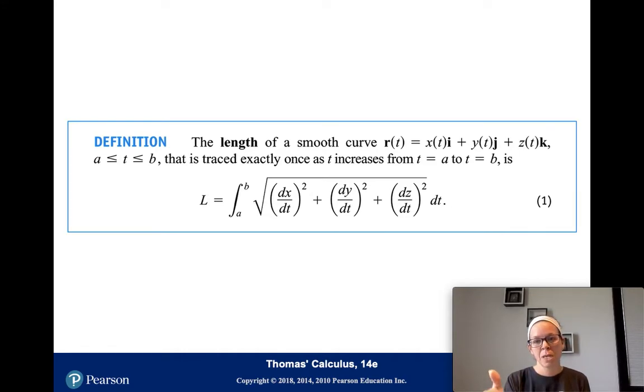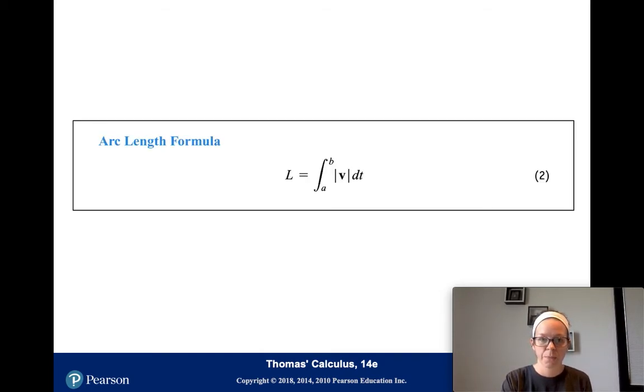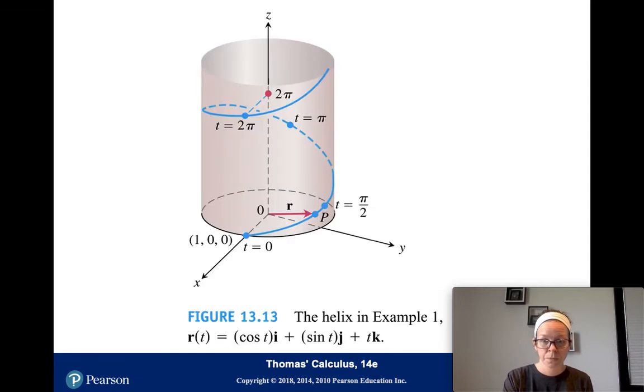But now we're in space, so we also have the z direction. So we take the derivatives of each of them, square it, and when we square root it, that gives us the length of any one of those sections, and then integrate to find the full length. So the arc length formula is really finding the magnitude, or the length, of the velocity vector.